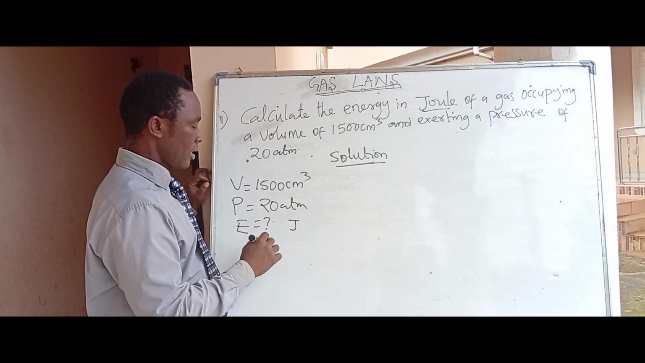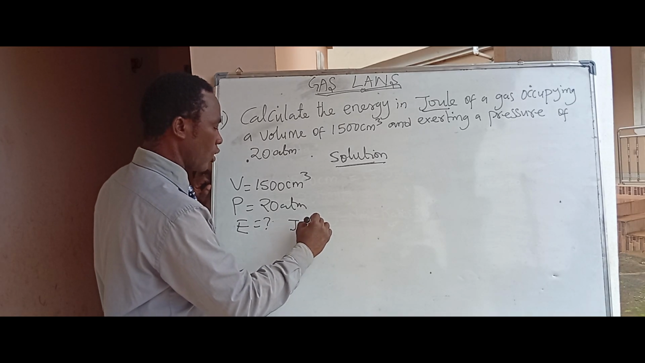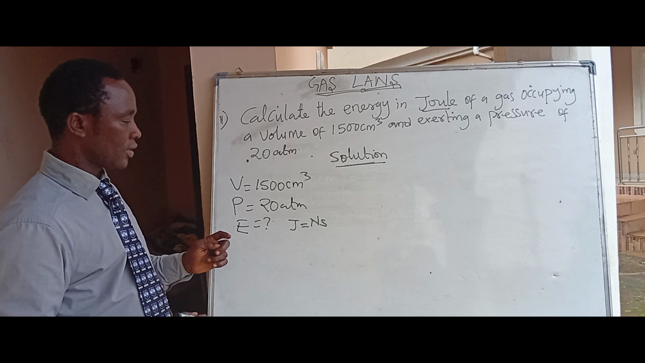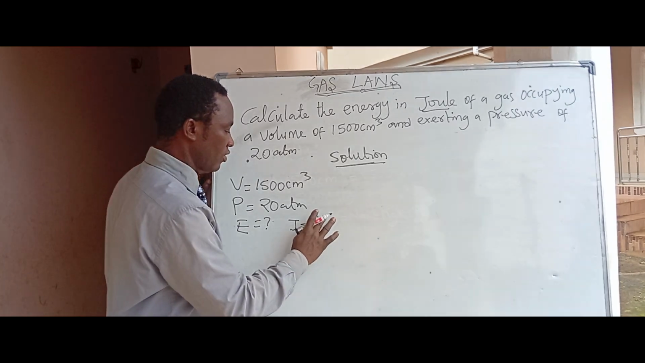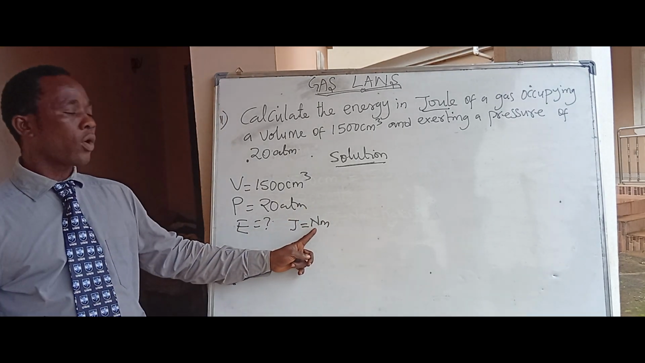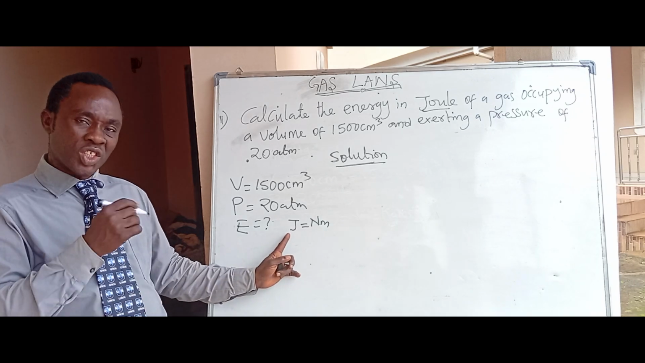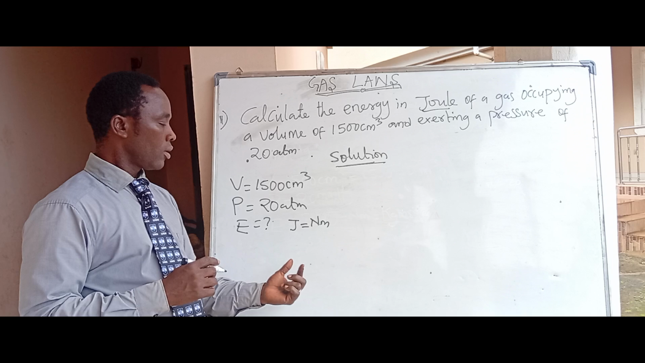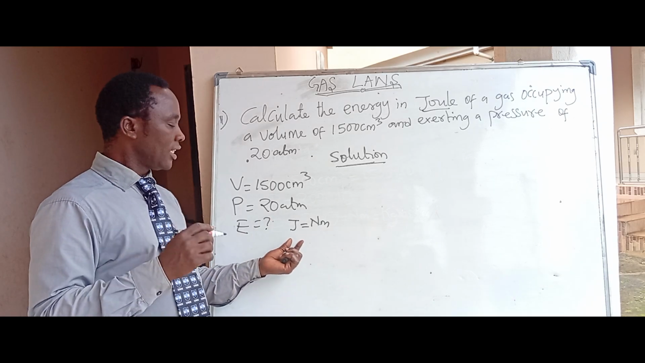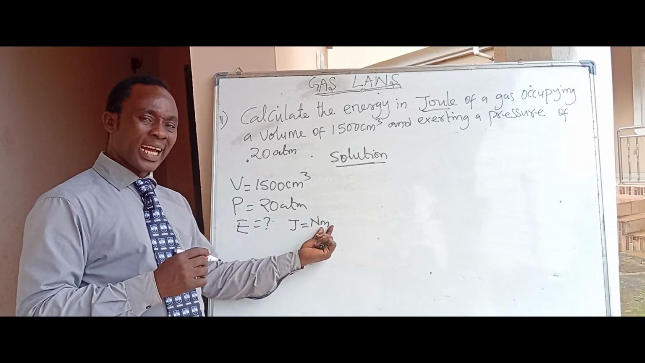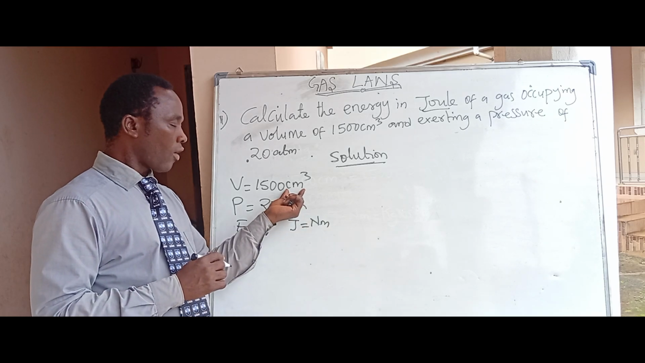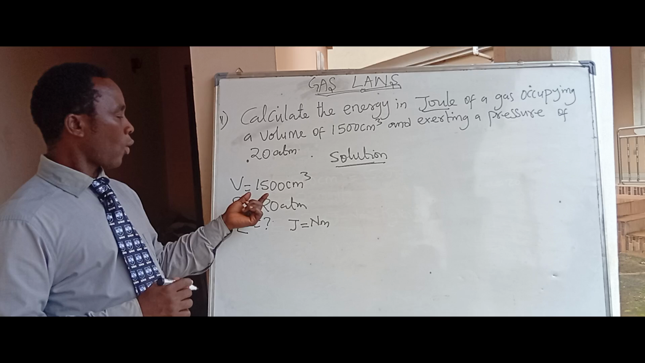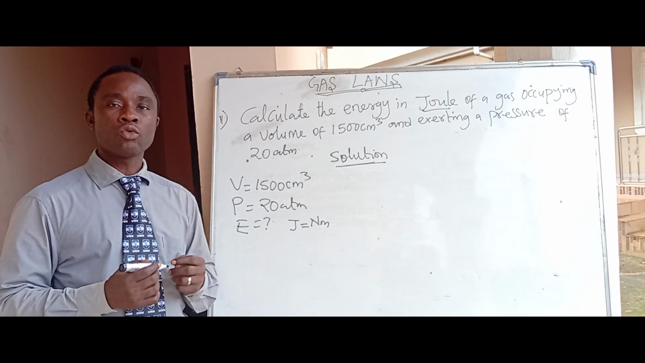And remember that joule is actually what? Newton seconds. That is force times, Newton meter. That is force times distance. That is joule, which is energy. Now, but here we are given volume in centimeter cube. But for us to get the energy in joules, our distance must be in meter. So we have to convert this centimeter cube to meter cube.